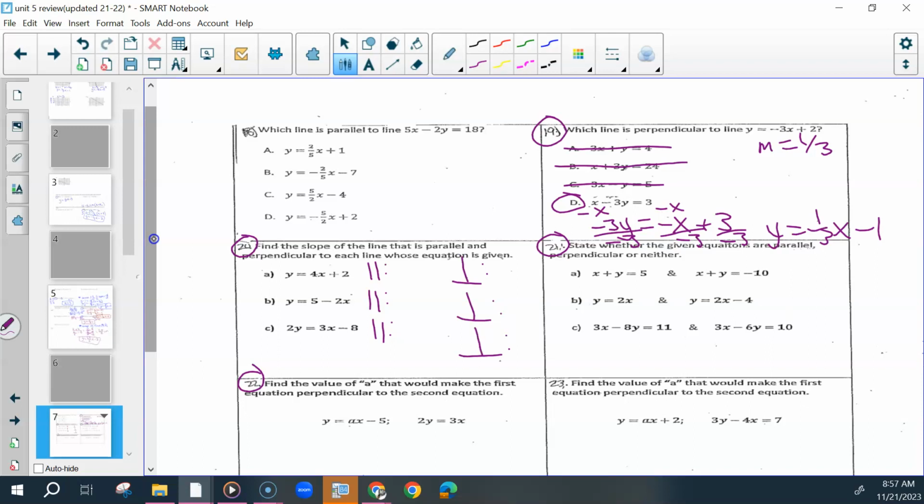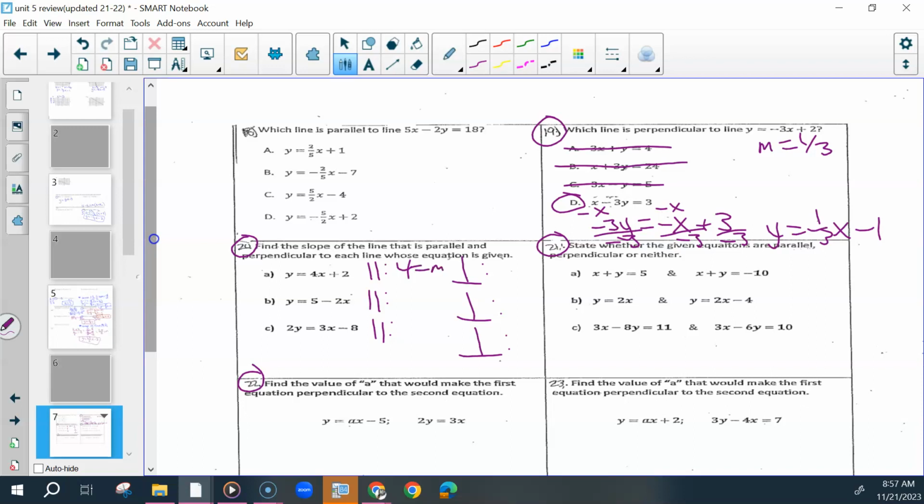The first two are already, well, this one's in slope-intercept form. This one is not, but they're just switched. So a slope that's parallel to line A would be what? So we just need the slope. So just 4. I'll put 4 equals m, so we know we're talking about the slope.